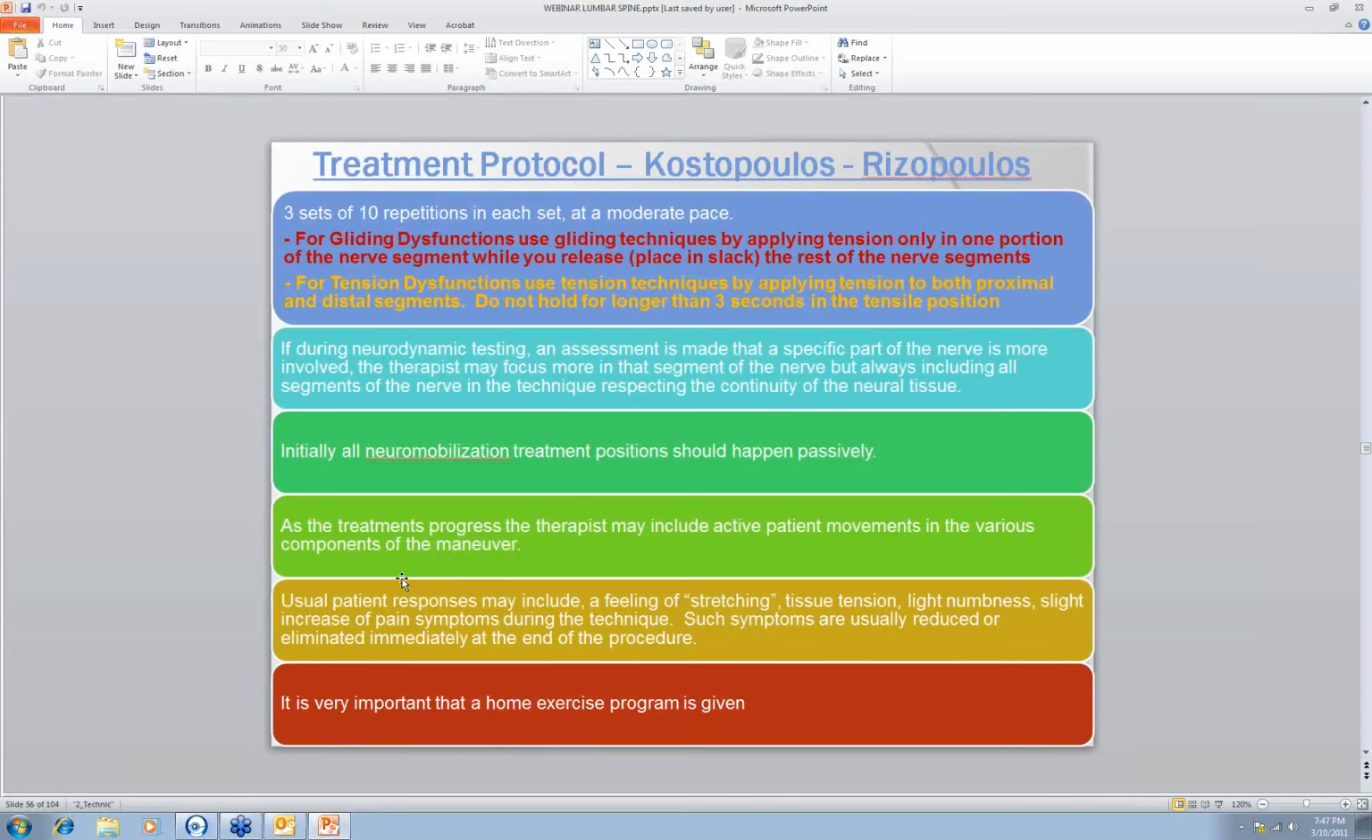I'm going to keep on the screen for a minute the treatment protocol that myself and my associate have developed, as I'm sipping a little tea.